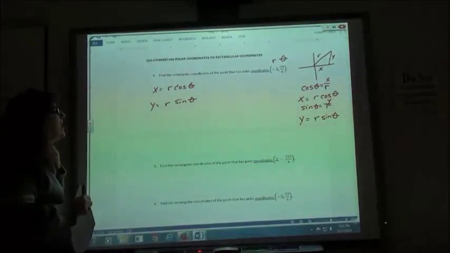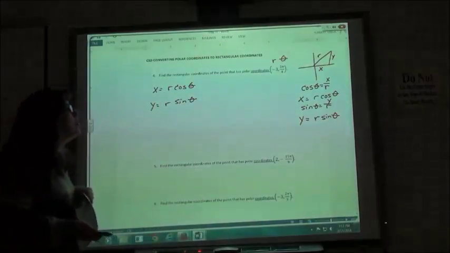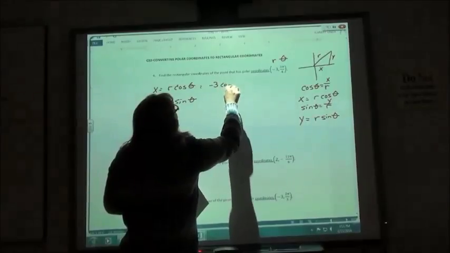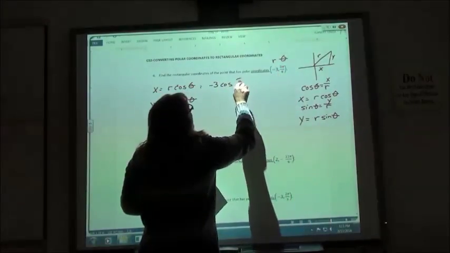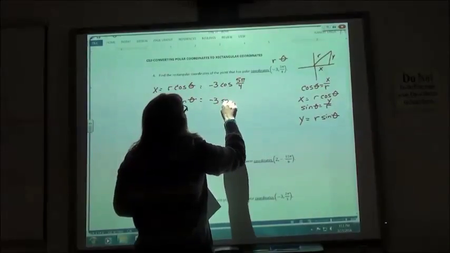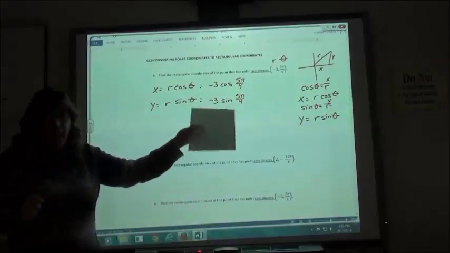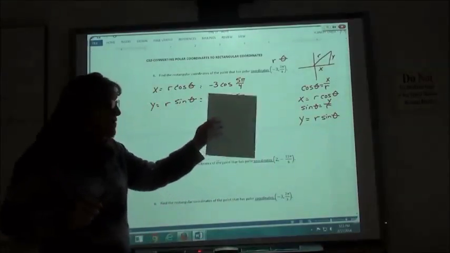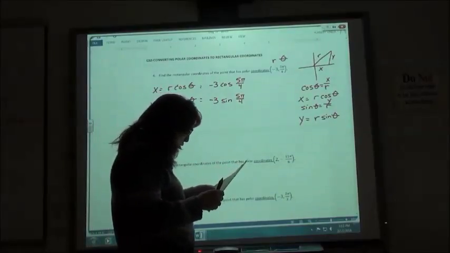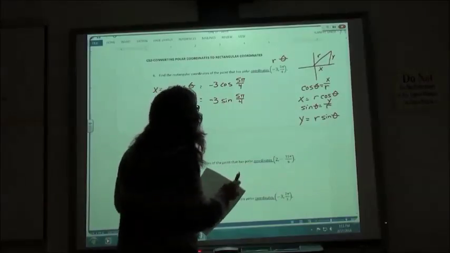So in this case, the R is the negative 3. That's already there, that first value in my polar coordinate. So I'm going to have negative 3 times the cosine, and here's my angle, 5 pi over 4. Here I'm going to have negative 3 times the sine of 5 pi over 4. And once again, I'm just going to use my table that I have. So make sure you have your table handy, and you're just going to look up what is the cosine of 5 pi over 4. I get negative square root of 2 over 2.